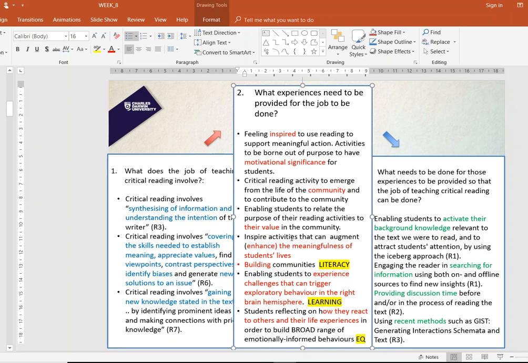So what do we have here? Augment the meaningfulness of students' life. Building communities, websites build communities, for example. Enabling students to experience challenges, right? To feel challenged, to experience challenges that can trigger exploratory behavior in the right brain hemisphere. Well, that's what we got from Jordan Peterson, right? That's a concept of learning. So that was literacy. All of this was literacy concept. Now we have the concept of learning.